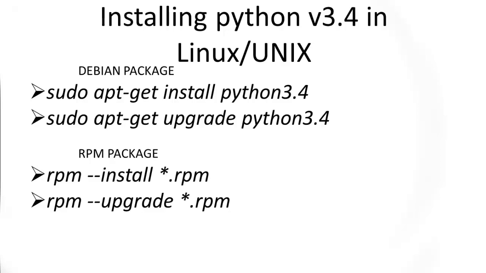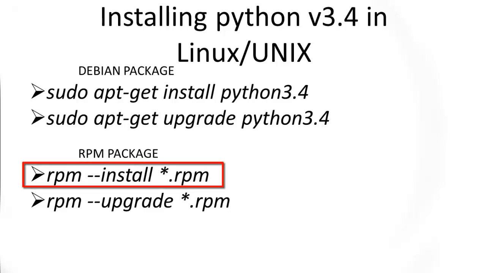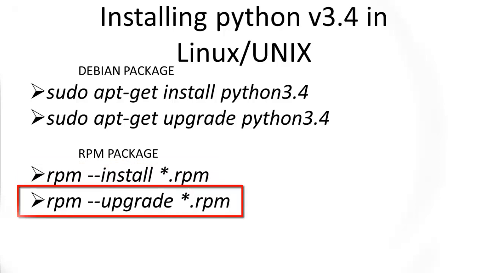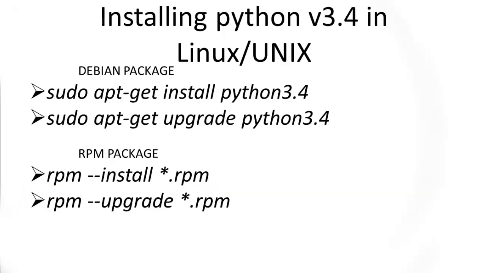Once you have copied that in your root folder, go ahead and open the terminal. Go to that directory with cd, that's the way that you do that. Then type this command: rpm --install *.rpm. If you already have that package and you want to upgrade it, then rpm --upgrade *.rpm, and it will get installed automatically on your system.